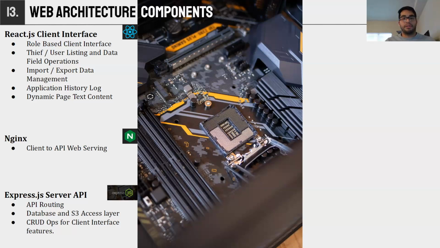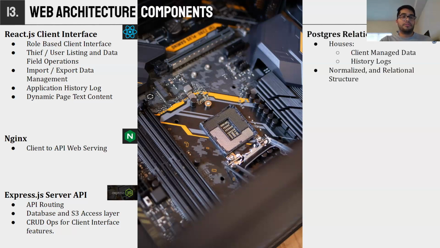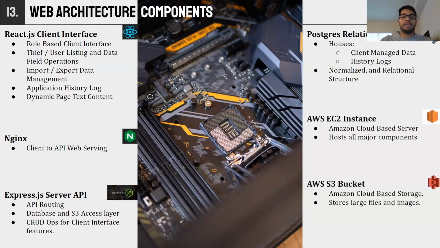And to get to the final parts, and likely the most important of the system, we have two storage locations, one being a normalized Postgres relational database used to house all client managed data like thief and user information along with history logs. And in addition to the Amazon EC2, we have another AWS product, an S3 bucket, used as secondary storage for larger files and images. This essentially concludes the overall web architecture.